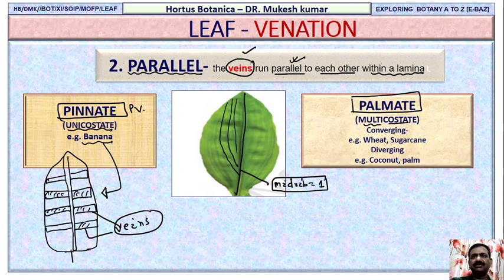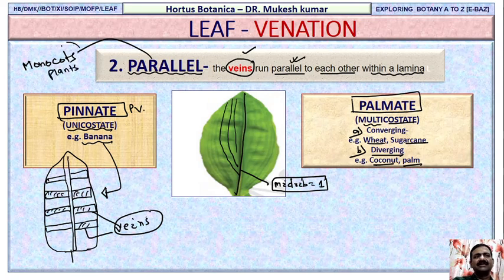But when you talk about more than one midrib, what will it be? It will be multicostate. So again, what will happen? It may be convergent type or it may be divergent type. Means coming at a single point or diverging from one point. In the case of coconut and palm, divergent type. Wheat, sugarcane, convergent type. Here banana is pinnate. So you will say, sir, you are taking only monocot plants. Yes, my dear, because parallel venation is usually found in monocot plants. Mind well. So in monocot plants, parallel venation is found. So see, all the plants we have discussed here are monocots, isn't it?